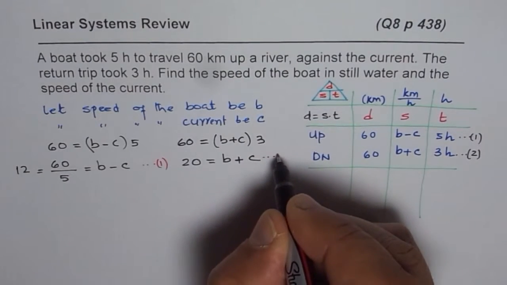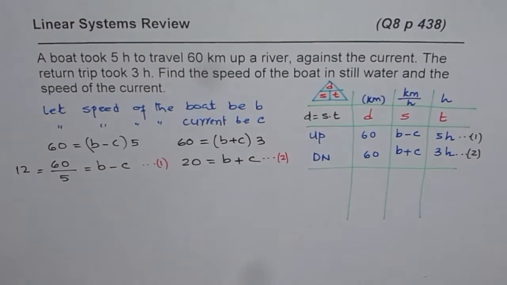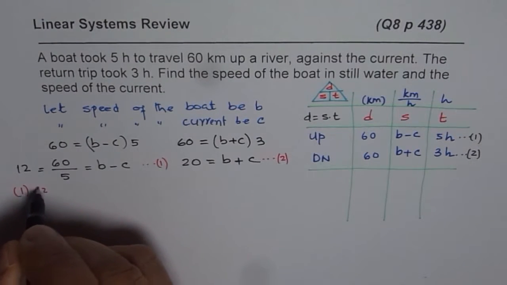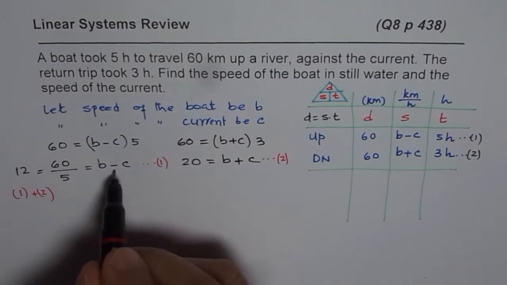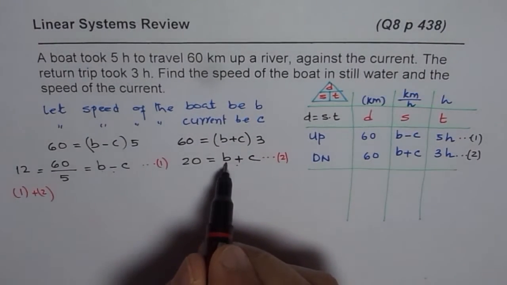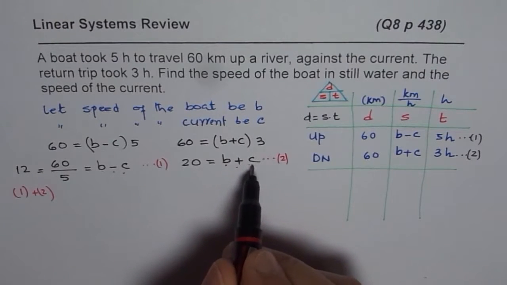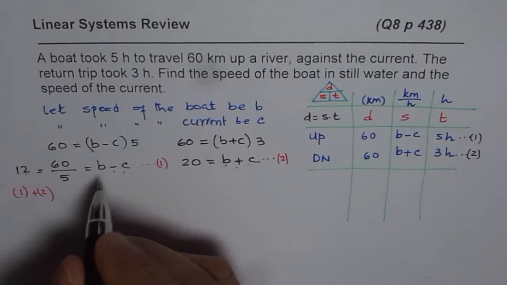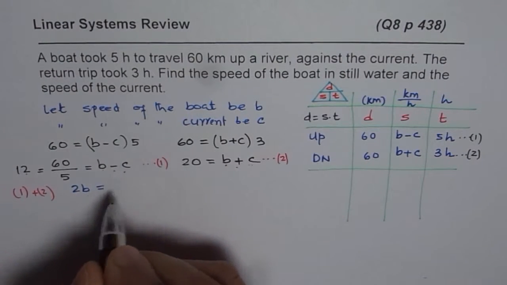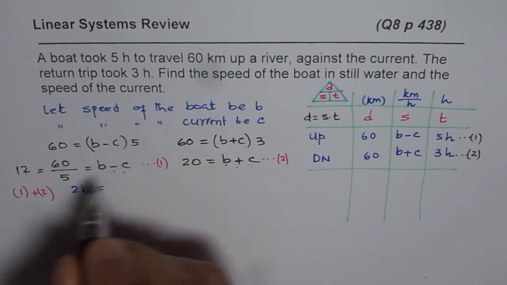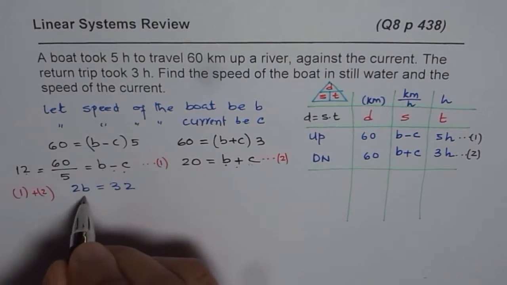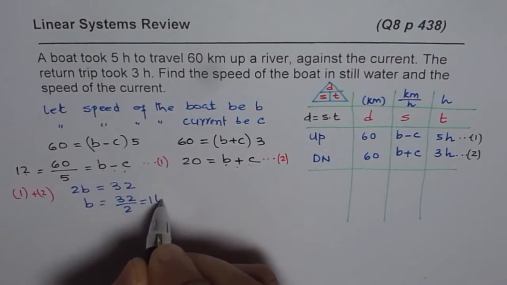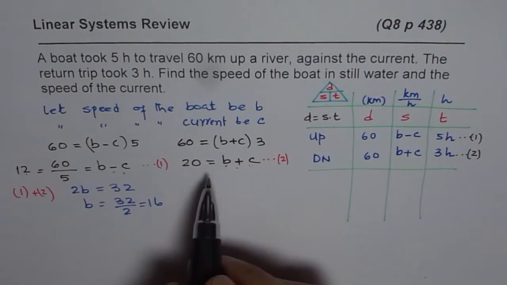In linear systems, you have more than one equation. You need two equations to solve for two variables. So if I do equation 1 plus equation 2, what do I get? If I add these two equations, B plus B becomes 2B, minus C plus C becomes 0, and 12 plus 20 becomes 32. So 2B equals 32, so B equals 32 over 2, which is 16. Perfect.